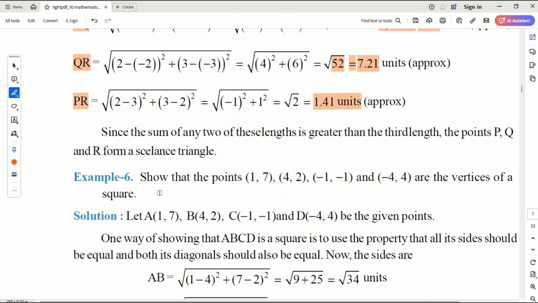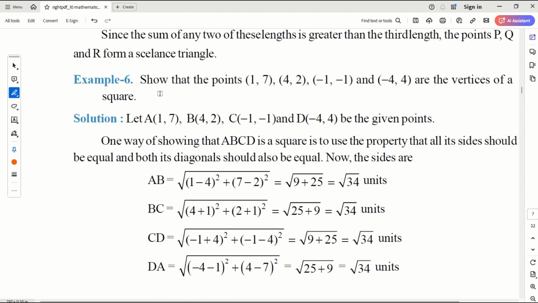Okay, next. The next type of problem is show that these four points are the vertices of a square. Let us assume these are A, B, C, D, the vertices of a square. So what are the rules of the square? All four sides will be the same. So AB, BC, CD and DA, these four sides we will calculate. All will be the same, but a rhombus also has all four sides the same. So the difference between a rhombus and a square is that in a square the diagonals are also the same.